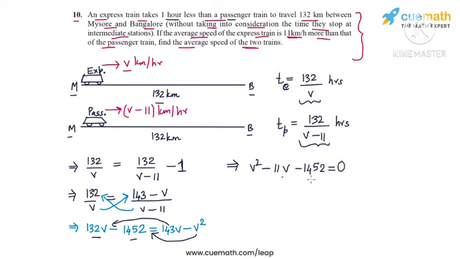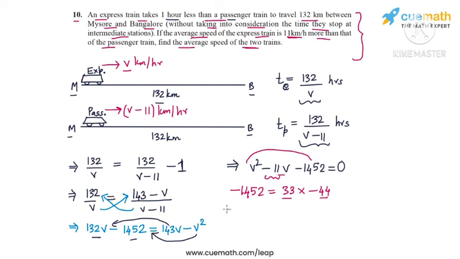Now to solve this quadratic equation, you can use the quadratic formula, or you can factorize this equation by splitting the middle term. So that's what I'm going to use. So what I need is two numbers whose sum is equal to -11 and whose product is equal to 1 into -1452. So if you play around with the factors of -1452, you will find that -1452 can be written as 33 times -44, and the sum of these two numbers is -11. So that's how we can split the middle term.